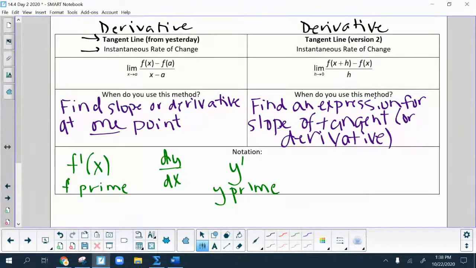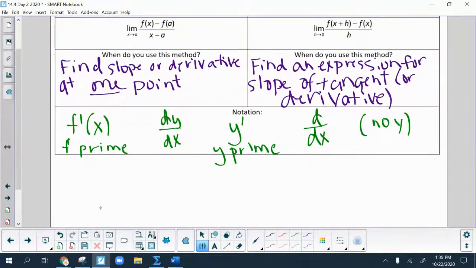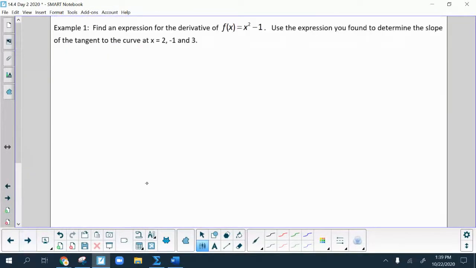And then depending on what other information you're given, sometimes it might just be d dx. So if you just have an expression and there's no y in the problem at all, then this is the one you would use. So when there's no y, and you just have an expression. All right, so we've got these notations, we've got these two formulas. Let's go ahead and look at our first example.